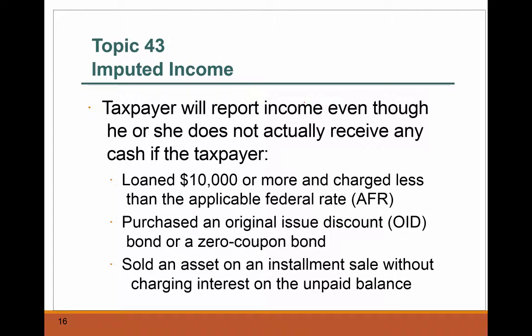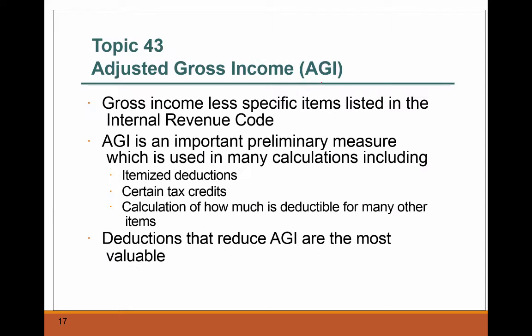Now, imputed income is income you'll report even though you don't actually receive it. For example, if you loan $10,000 or more and you charge less than the applicable federal rate, then you would have that as imputed income. If you purchased an original issue discount bond or a zero coupon bond, or if you sold an asset on an installment sale without charging interest, then that would be reported as income even though you didn't get it. These are also rare situations, but could be a dilemma, where we talked about the audit previously. And if you don't report it and there are some discrepancies, you might be susceptible to an IRS audit.